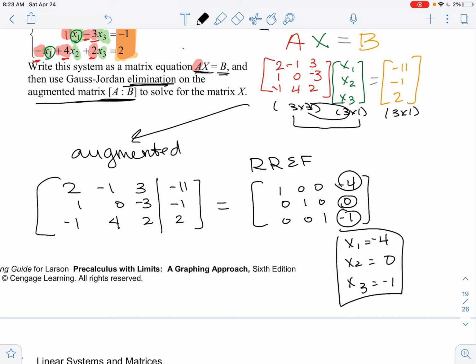Okay? And so that's how you use the calculator for that. Super fun, super easy. We'll talk more about it.